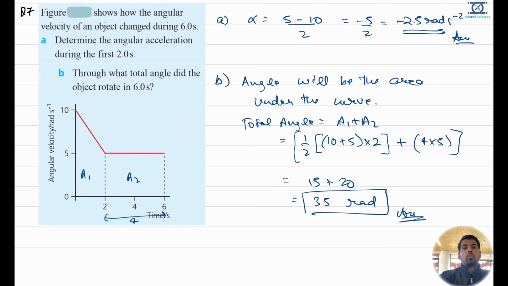Okay, so I hope the kinematics of rotational motion is quite clear. You just have to use the SUVAT equations in terms of rotational mechanics. Okay, so I hope every question is quite clear.